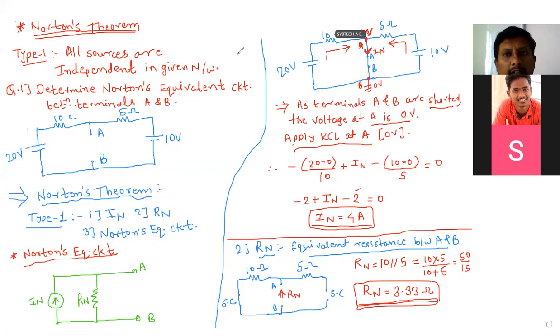So what is the value of RN? You can write down RN and IN. RN is 3.33 ohm and IN is 4 ampere. So this will complete your first example. Once again, go through how I calculated IN, how I calculated RN, and how to draw the Norton's equivalent circuit and mention those values of IN and RN. Once again I will give 30 seconds. Read it carefully, and if any doubt is there, you can ask.